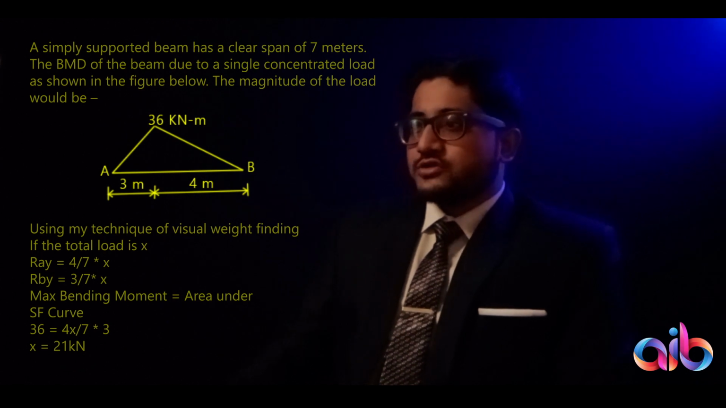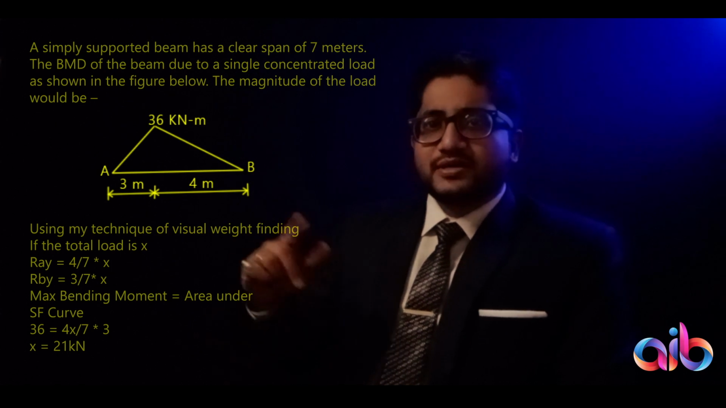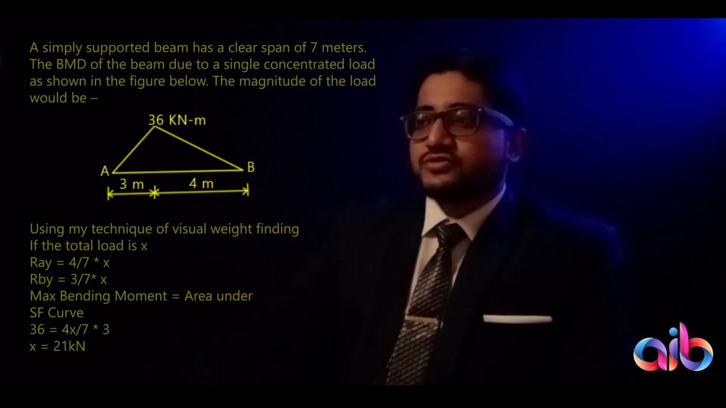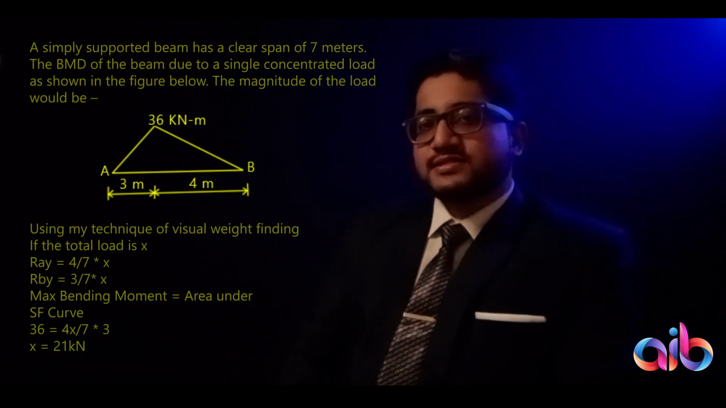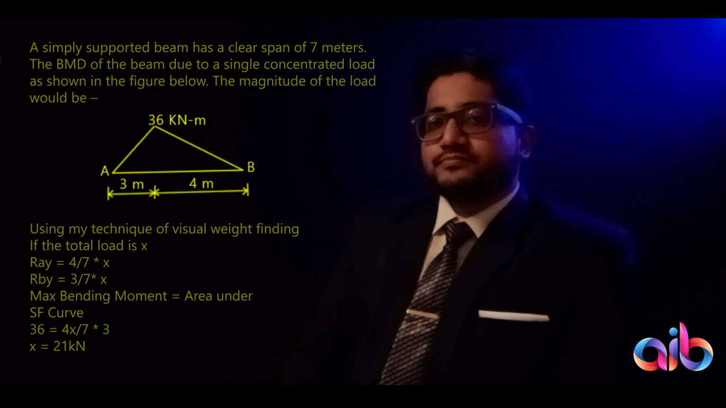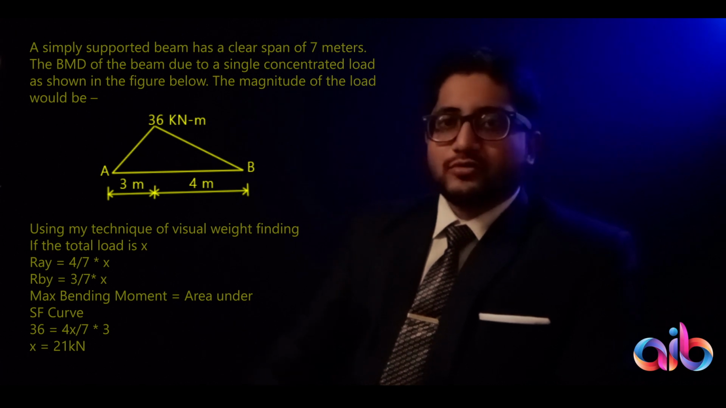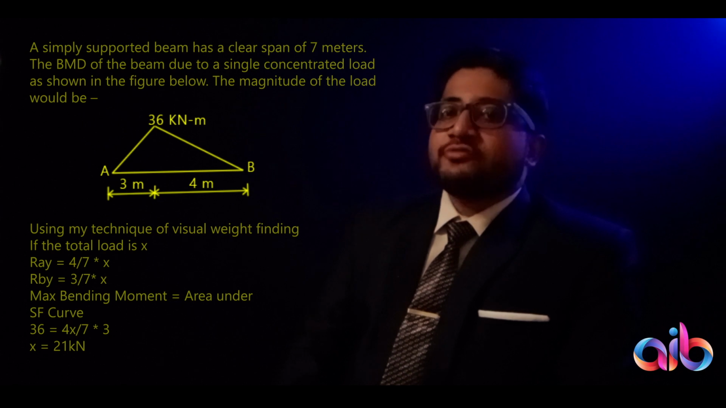Okay, so they've given a diagram, something like a bending moment diagram, a triangle. They've given this bending moment diagram with the peak at 36 kilonewton meter. So the moment you see the bending moment diagram being a triangle, you know the load is a point load, and the magnitude of bending moment is 30 kilonewton meter.